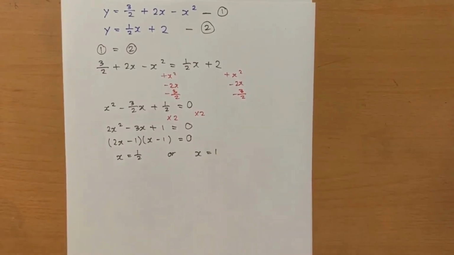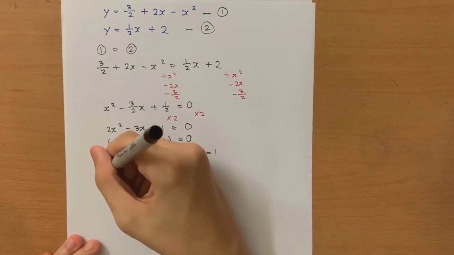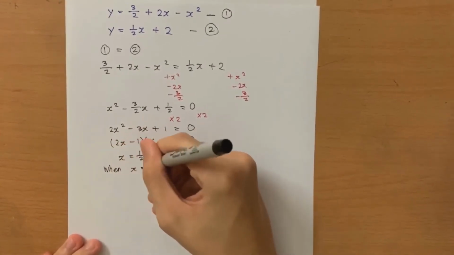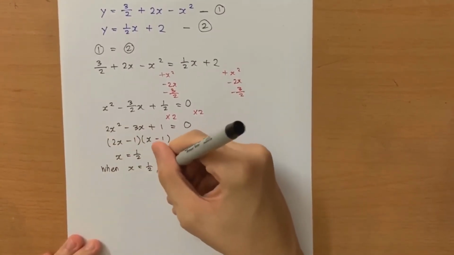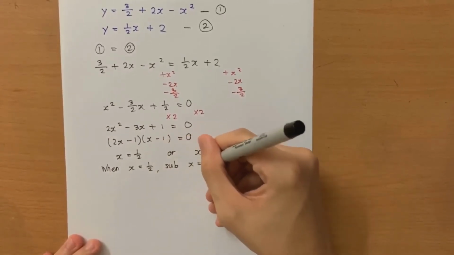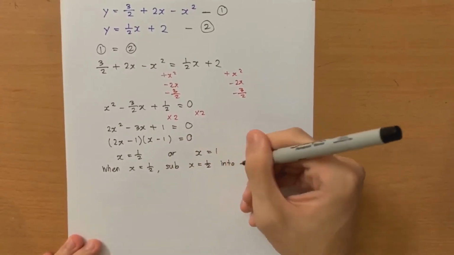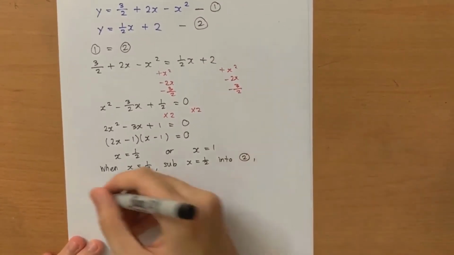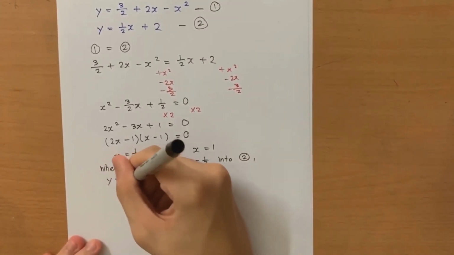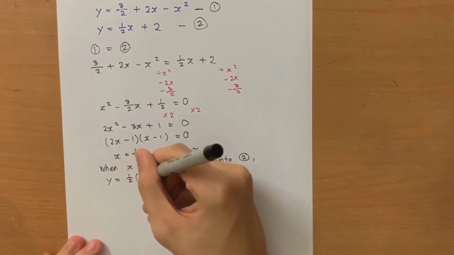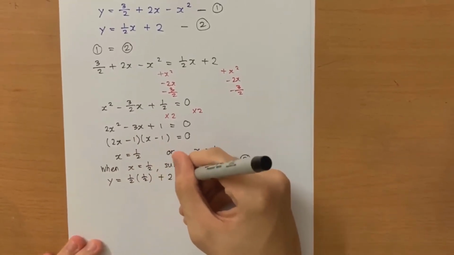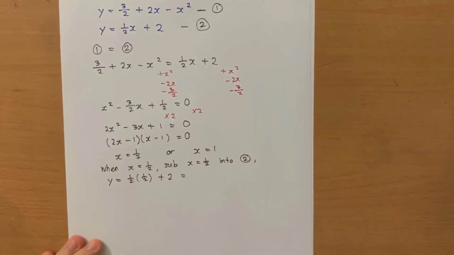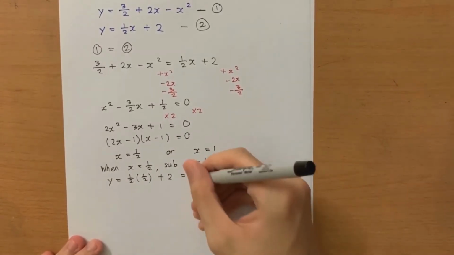So it seems like we have two sets of solutions. When x is equal to half, we are going to substitute x equal to half into the linear equation, which is equation 2. So let's do that. y is equal to half times x, which is half, plus 2, and that is equal to half times half, which is 1 over 4, plus 2, which is 8 over 4, and that is 9 over 4.